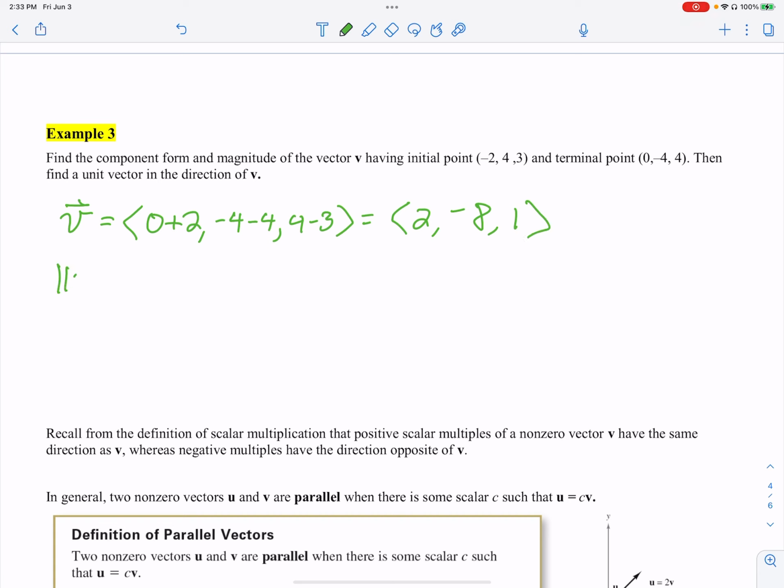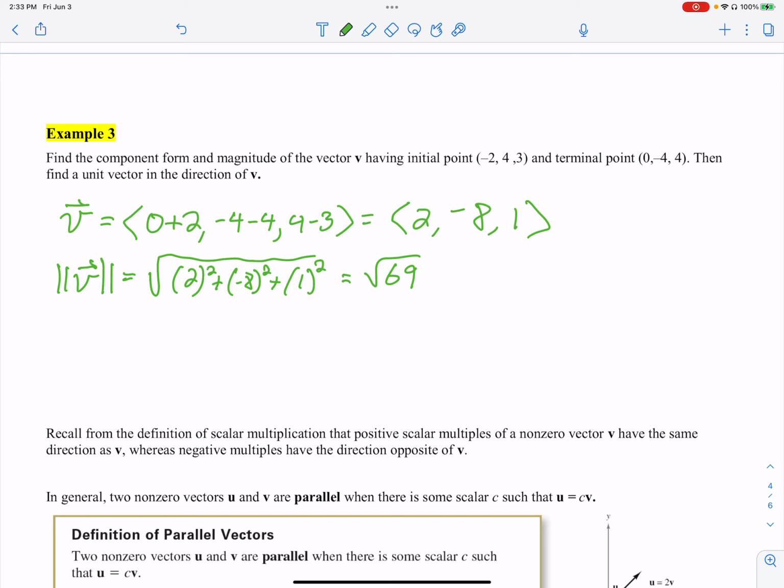They also want the magnitude. So that's the square root of the sum of the squares: 2 squared plus (-8) squared plus 1 squared. Be careful with your negatives. Make sure you use parentheses. This ends up being the square root of 69. All right, then they want a unit vector in the direction of v. So I'm just going to write u with the hat, showing you that's a unit vector. And all we do is 1 over the square root of 69 times our vector. And we can leave it just like that. That's how you find a unit vector. We've done it in 3 space. It's exactly the same way it is in 2 space. You just have a third component.